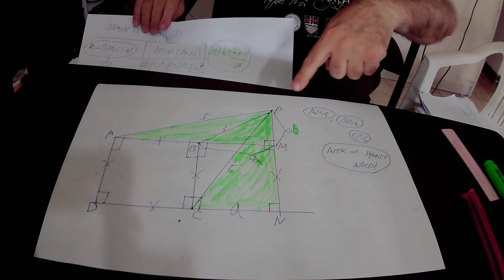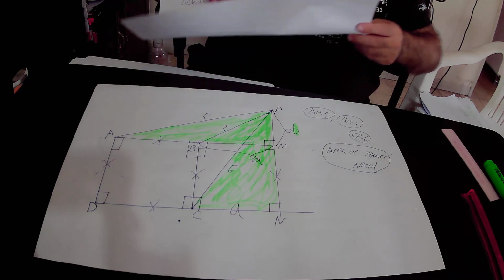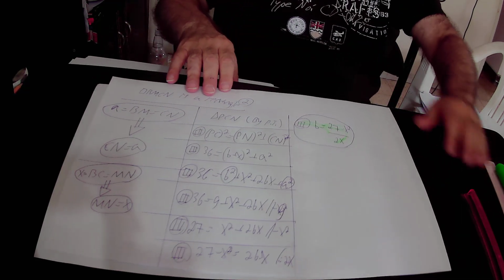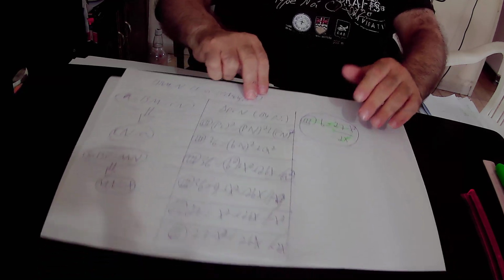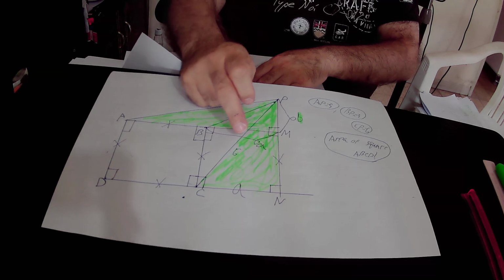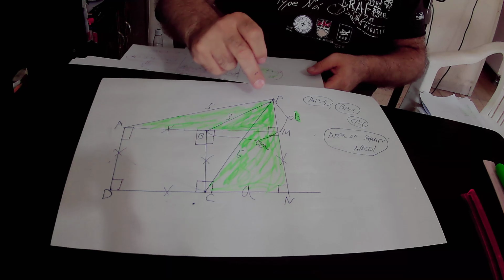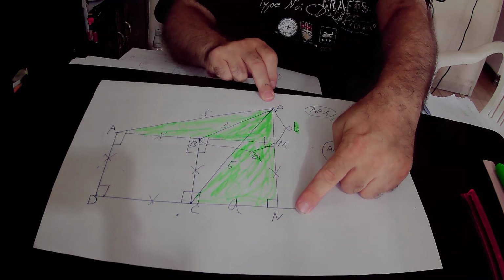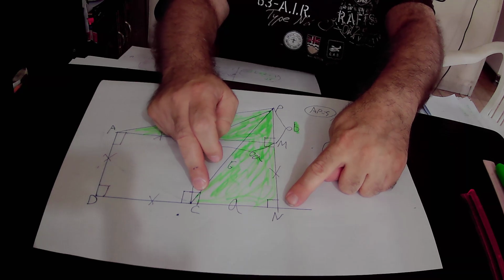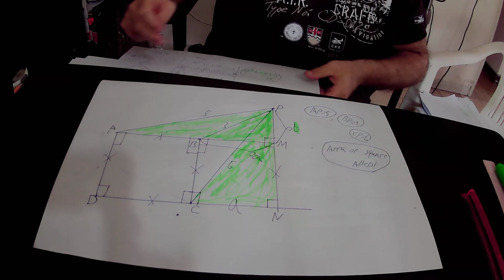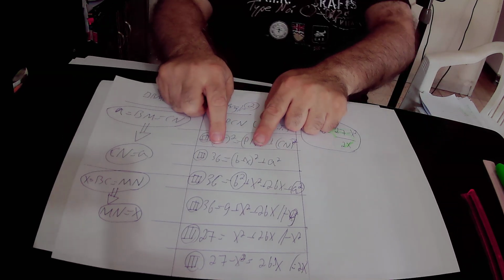According to the Pythagoras theorem, PC squared equals PN squared plus CN squared. PC equals 6 according to what is given, therefore PC squared is 6 squared, that is 36, and it is equal to PN squared. PN equals b plus x, therefore PN squared is (b plus x) squared, plus CN squared. CN equals a, therefore CN squared is a squared. So in conclusion, according to equation number 3, 36 equals (b plus x) squared plus a squared.